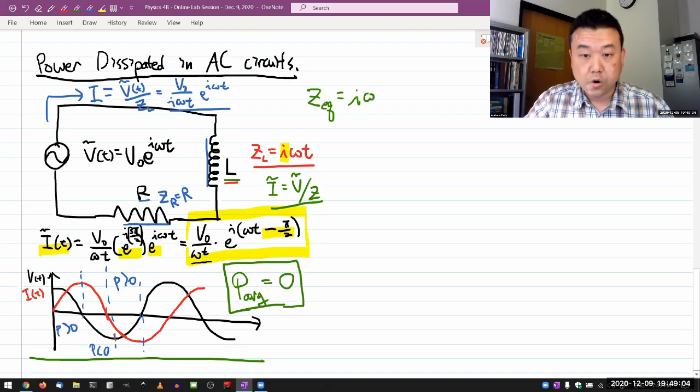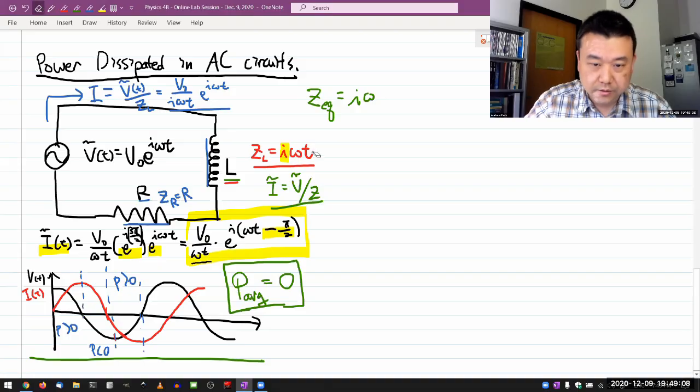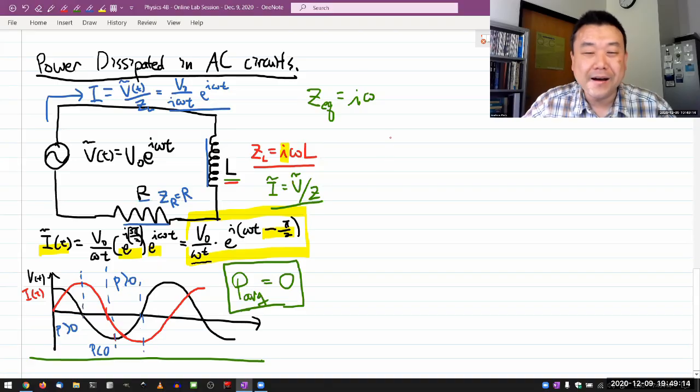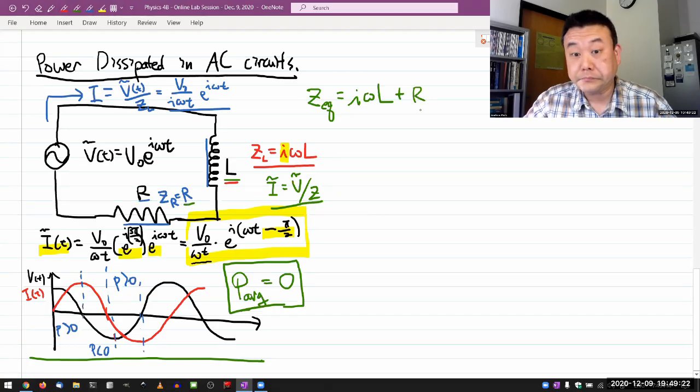So i omega, I wrote T there. It should have been i omega L, inductance. So the equivalent impedance is going to be the impedance of the inductor plus the impedance of the resistor, R. All right, that's my equivalent impedance, complex impedance. And my current will simply be an application of this formula.